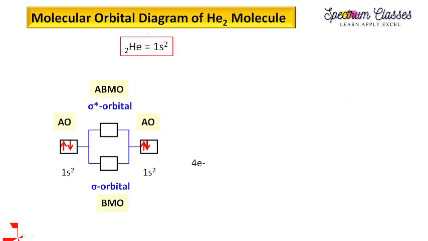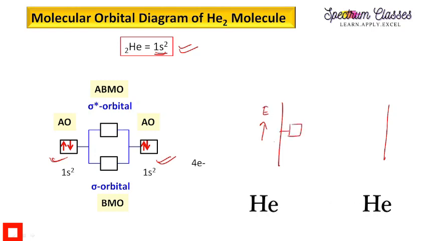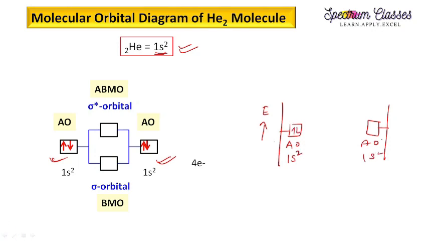Now I will draw the molecular orbital diagram for this helium molecule. First you just write down the electronic configuration in the second step. Since we are having one orbital only, I have drawn one orbital here. Let's first do this kind of exercise. Here is the energy, and this is my first atomic orbital, and this is my second atomic orbital, right? This is the 1s atomic orbital, 1s atomic orbital. It is having 2 electrons, so fill 2 electrons here in this manner.